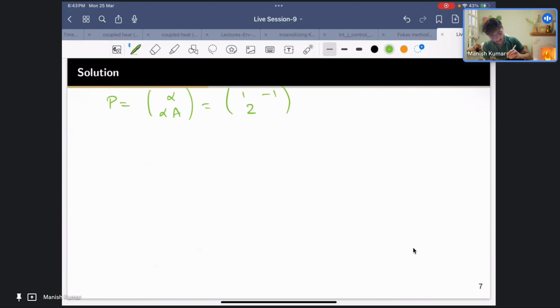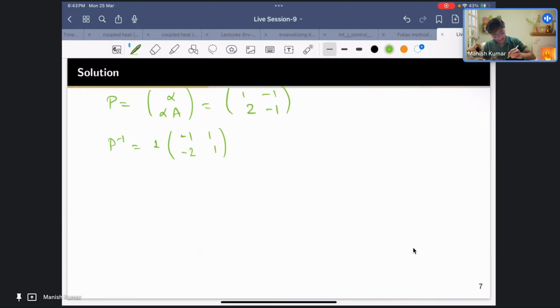So this is 2 comma minus 1. So this is the matrix P. Clearly it is invertible, so let us try to find the inverse as well. The inverse would be minus 1 plus 2. The determinant is 1, correct. And then this is minus 1, 1, 1, minus 2. So this is the matrix P inverse.